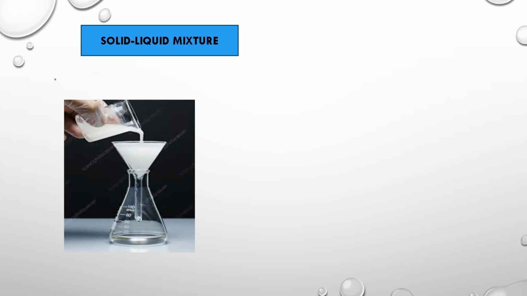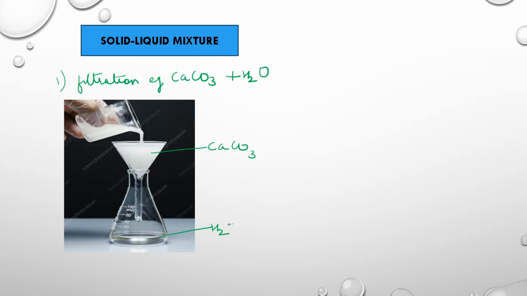Today we will be seeing the separation of solid liquid mixtures, and in this the first method is filtration, and here we have the example of calcium carbonate separated from water. Calcium carbonate is the insoluble component. It will be collected in the filter paper and water will be collected in the receiver. So this is a simple technique of separation of an insoluble solid from water.